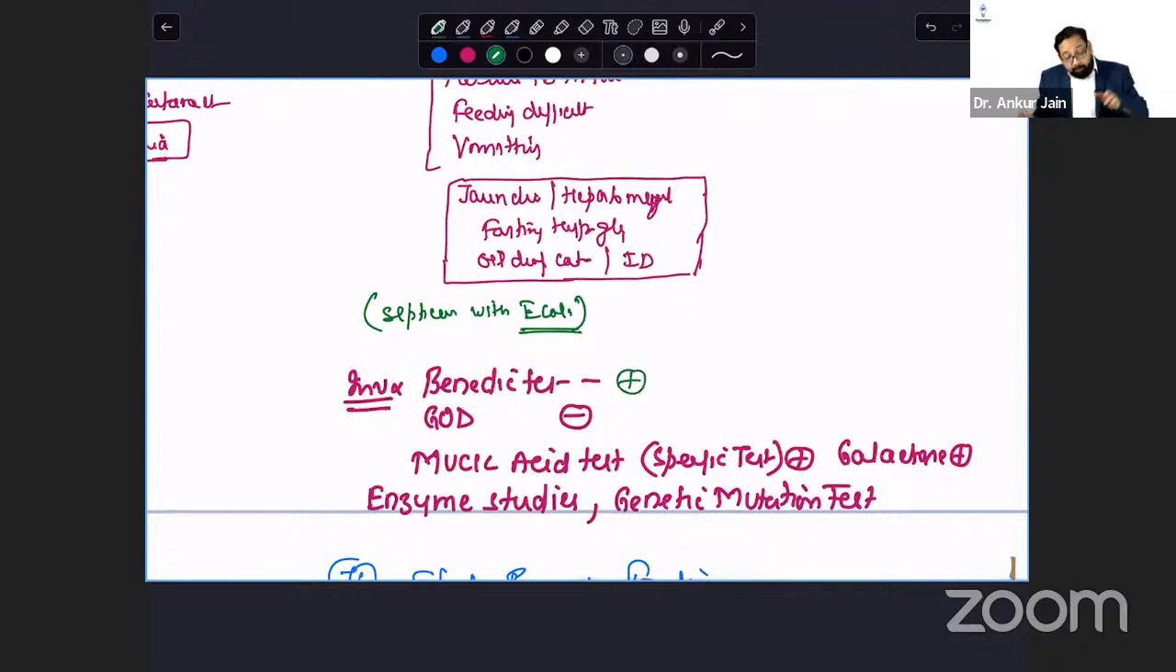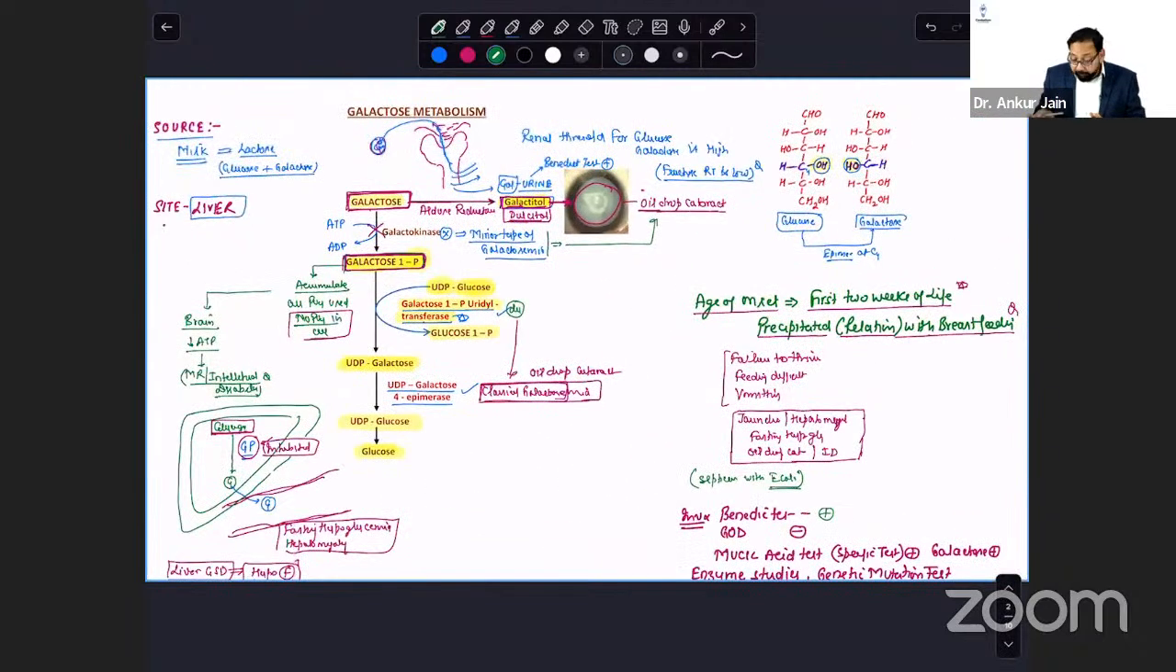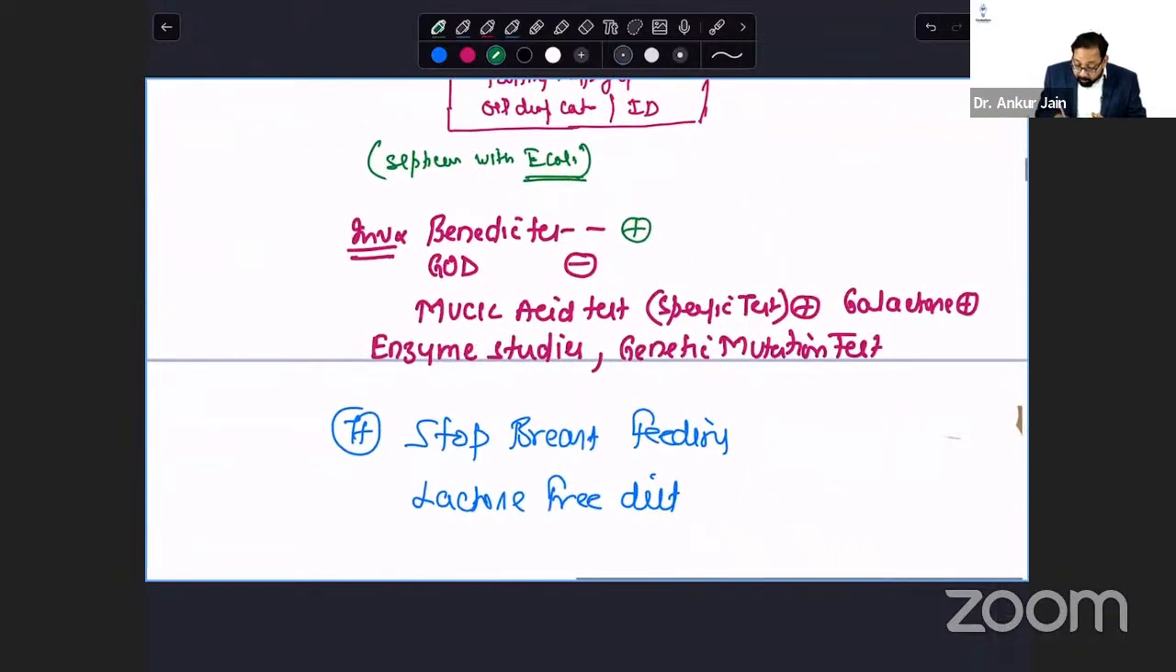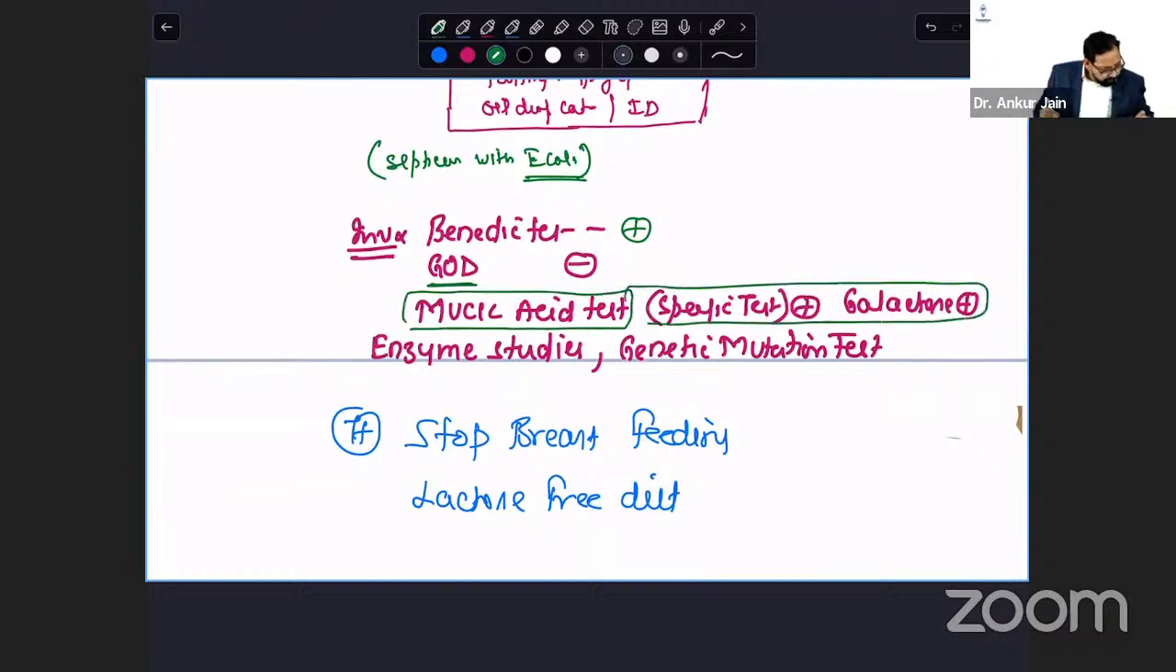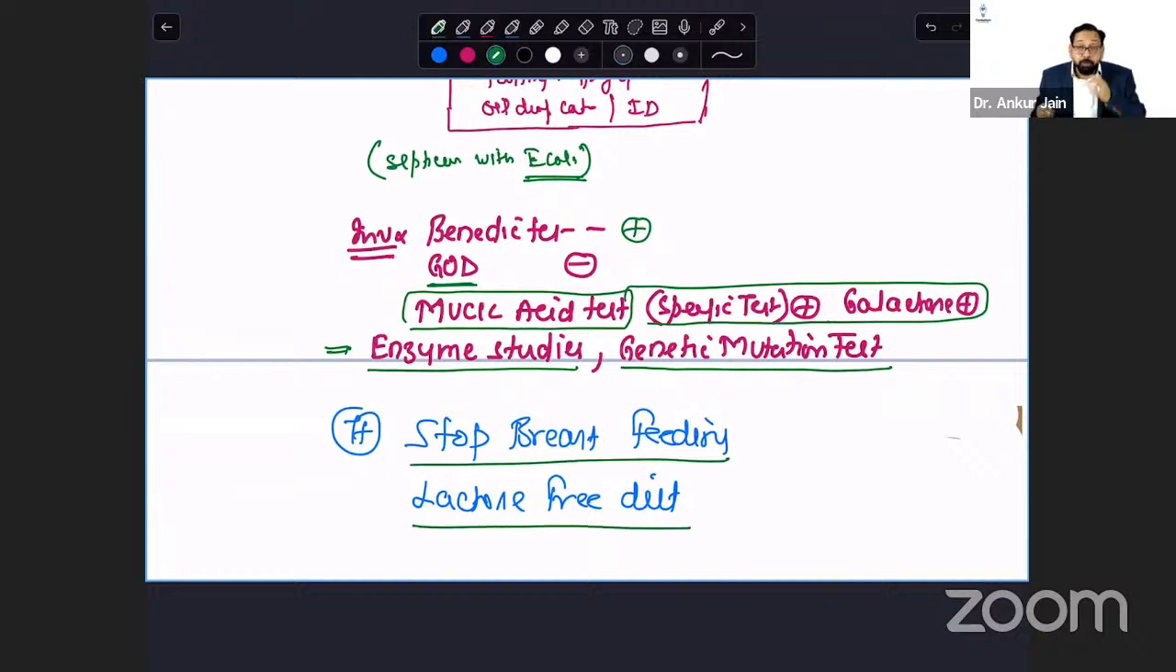As you know, the extra galactose will be excreted in urine and will give a positive Benedict test. The glucose oxidase test would be negative, because glucose would not be there. The specific test for galactose is the mucic acid test, and this will be positive. Other tests: enzyme studies and genetic mutation tests can be done. And what's the treatment? Stop breastfeeding, give a lactose-free diet, because the culprit is galactose. Culprit is galactose. Clear?